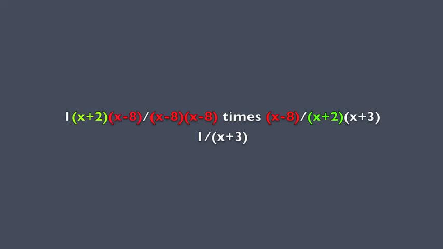Now you can eliminate common factors. x plus 2 crosses out with x plus 2, and x minus 8 crosses out with x minus 8 twice. So your final answer is 1 over x plus 3.